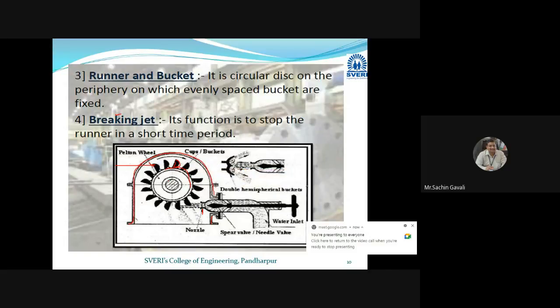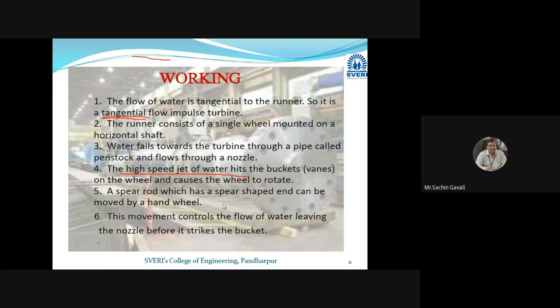Okay, so buckets are there, and the runner and braking jet. Up to this I think I have covered. So write down in your notebook and remember that the Pelton turbine is a tangential flow impulse turbine. MCQs will also be asked on this, and it is going to be useful in drawing the velocity triangle. This is very useful information.